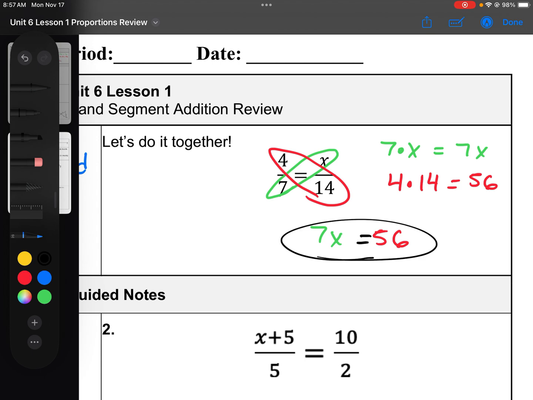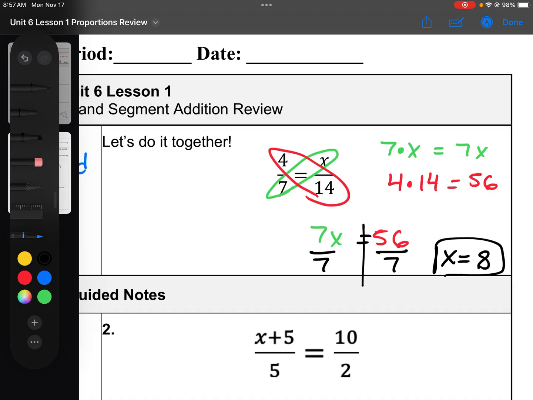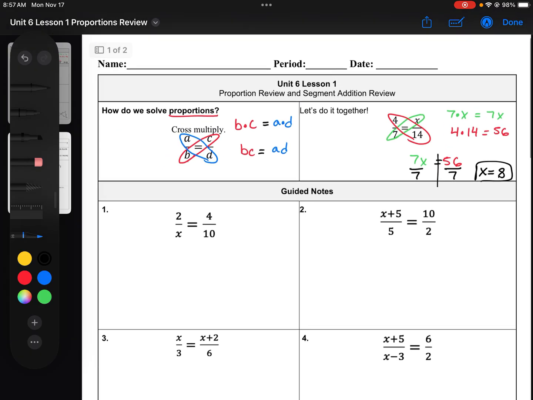And now we can solve this problem using our algebra skills. We're going to divide both sides by 7 to undo the multiplication. And when you divide 56 by 7, you get x is equal to 8. Okay? So that's using cross multiplication to solve proportions.